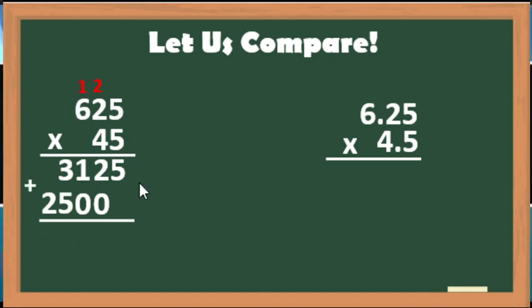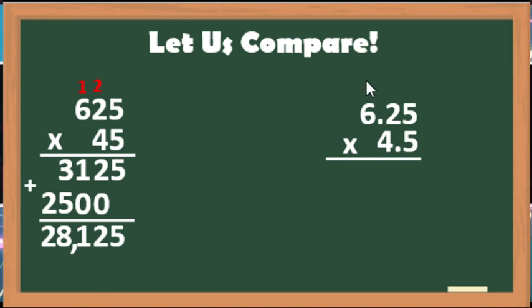Now let us add. Copy or bring down digit 5. 2 plus 0 is 2. 1 plus 0 is 1. 3 plus 5 is 8. And copy or bring down the digit 2. So our answer is 28,125.